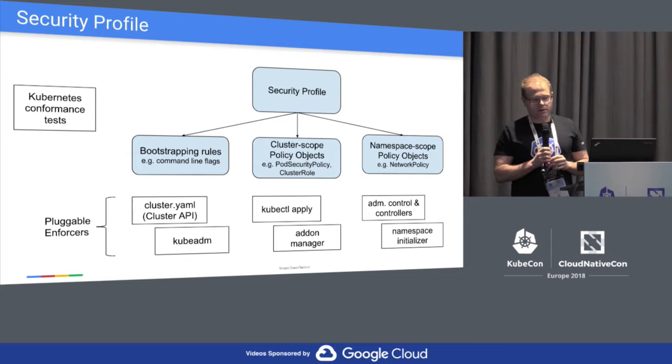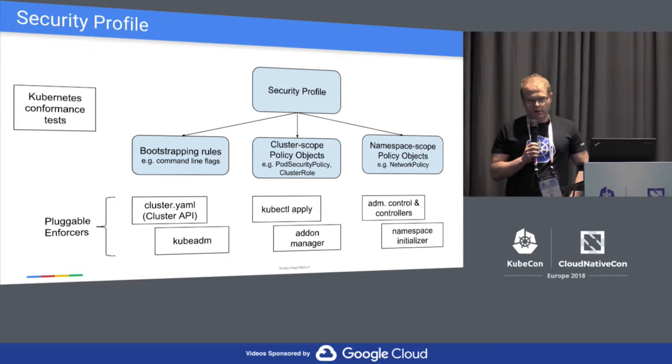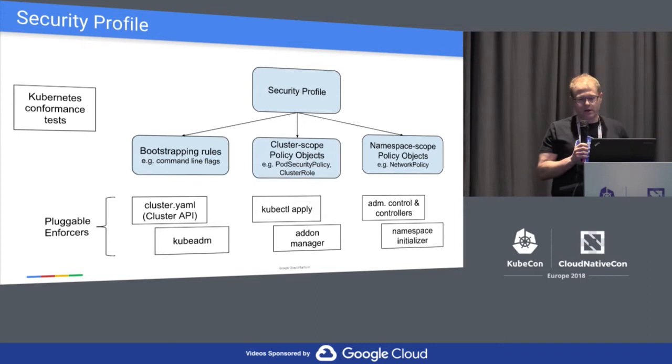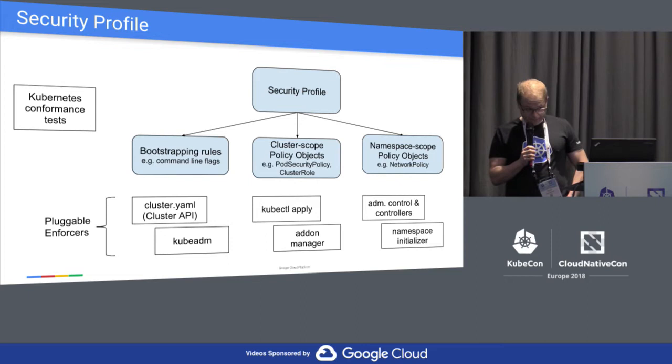So for example, I showed that the command line flags would be applied by, say, kubeadm when you bring up the cluster. The cluster scope policy objects could be injected into the system by the add-on manager or just through invoking kubectl apply. And then for the namespace scope policy objects, the idea being that you could automatically populate new namespaces with particular policy objects when they get created. That could be done through something like admission control. And then the little Kubernetes conformance test box that's off to the side is just to mention that we want these profiles to be integrated into Kubernetes conformance so that when you bring up a cluster using one of these named profiles, it behaves the same everywhere, no matter where you're running the security profile.